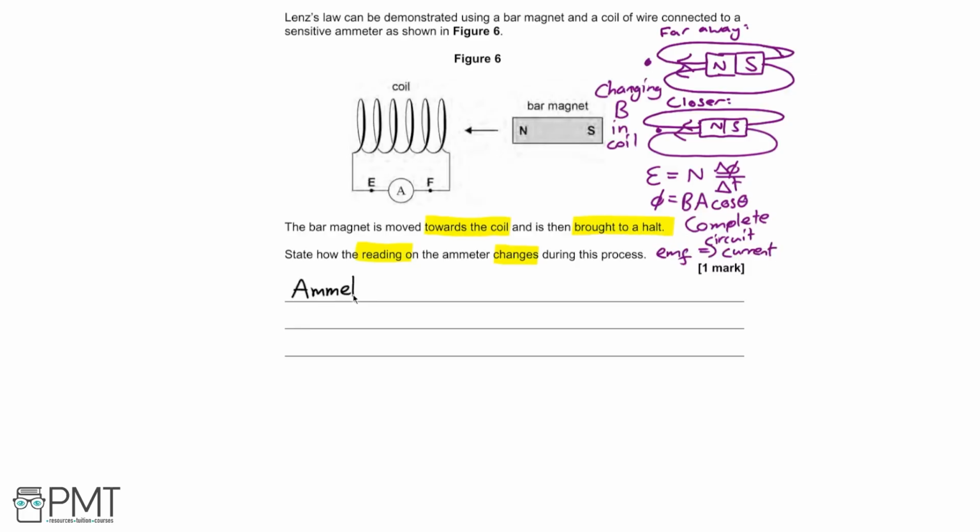Therefore, while the bar magnet is moving, there is a changing magnetic flux density, and so an EMF and a current. When the bar magnet stops moving, the magnetic flux density that the coil experiences stops changing, so there should be no reading at that point because there's no longer a rate of change of magnetic flux.